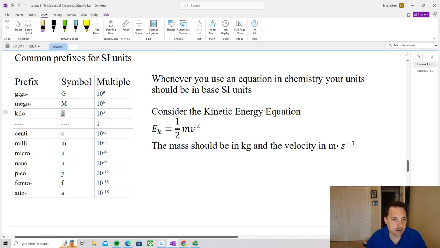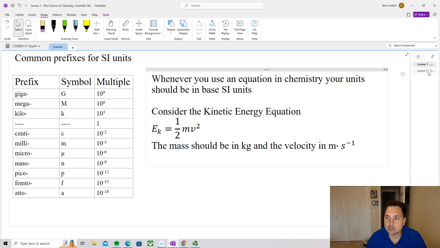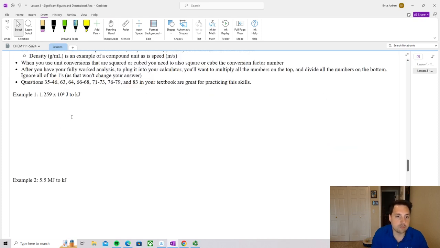So kilojoules would mean that you have 10 to the third joules. The way to read this is as a multiple of the base unit. So let's go back here. What we might want to write down is that when we have 1 kilojoule, that's equivalent to 1,000 joules, or 10 to the third joules. Let's write it like that for now.